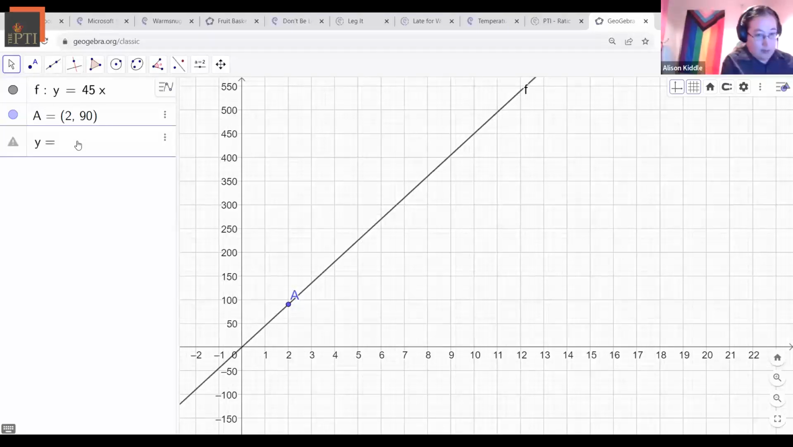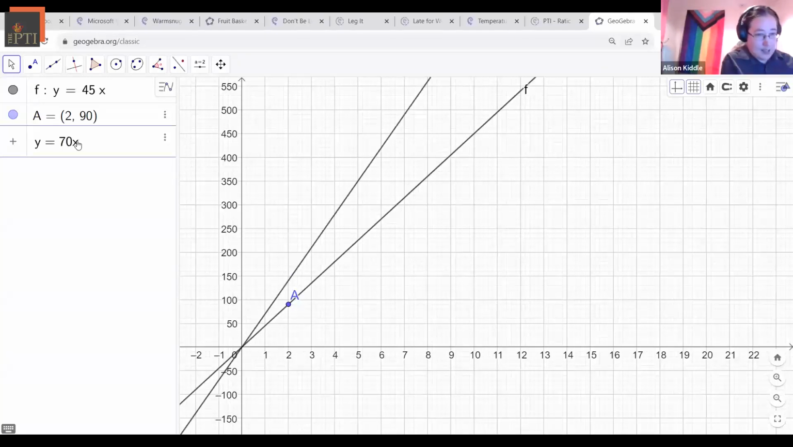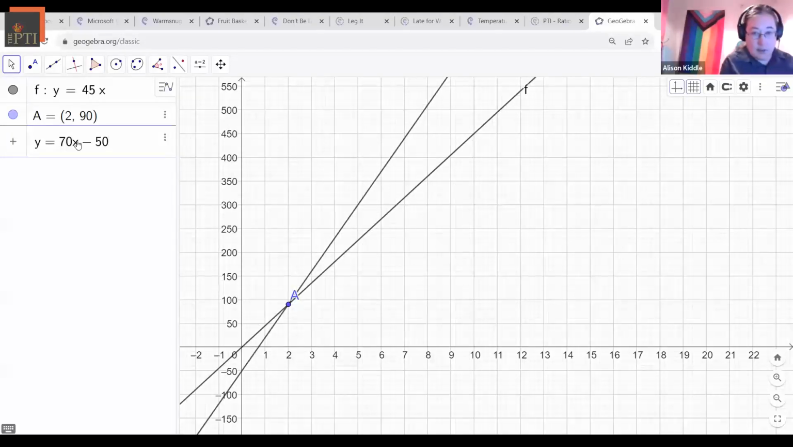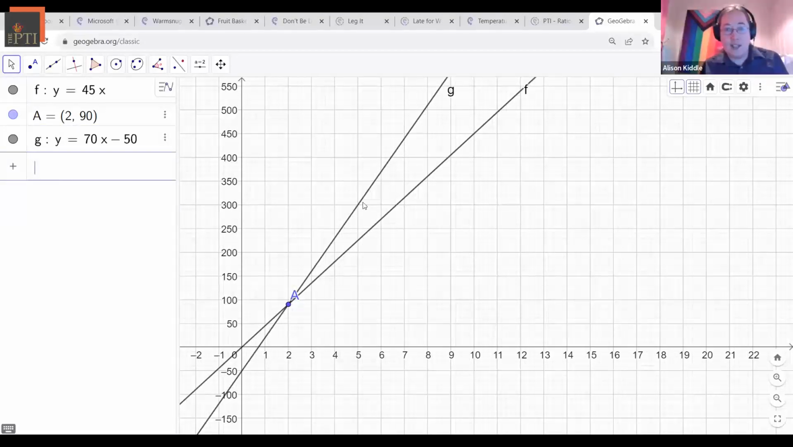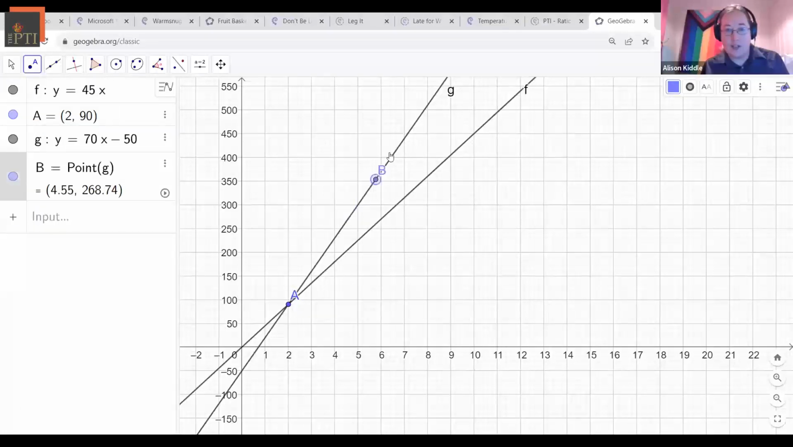So I also want the graph y equals 70x, and then it's going to be minus, how do I get from 90 to 140? It's 50, isn't it? So I need to move it down like that. So this then shows where she's travelled to after that.